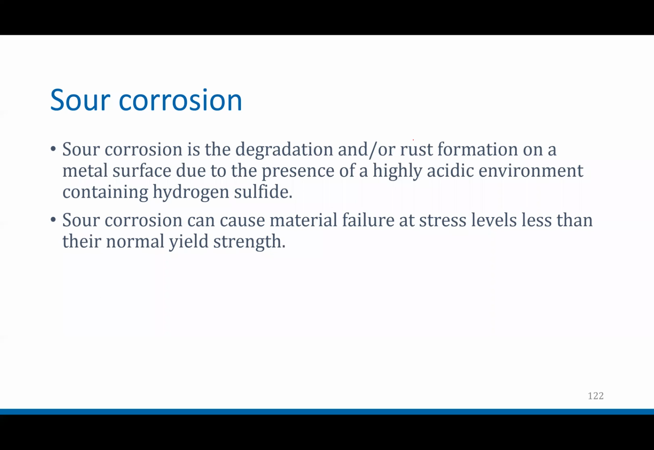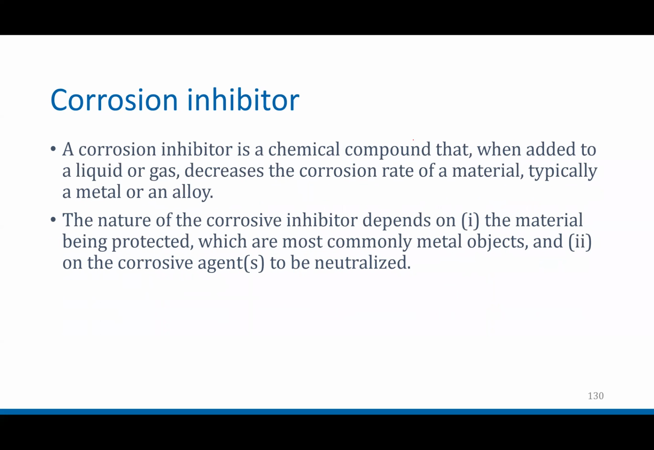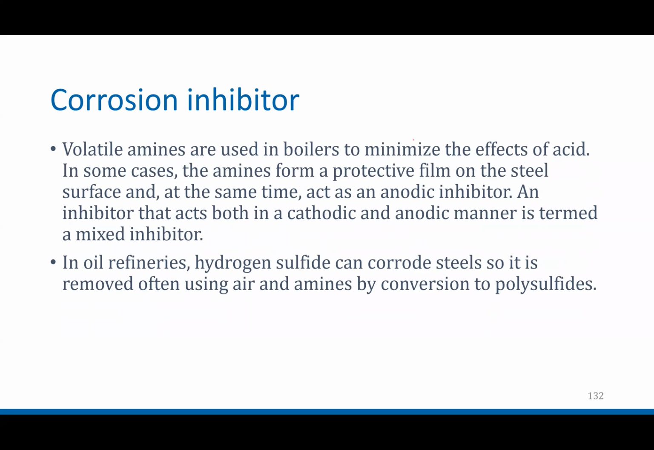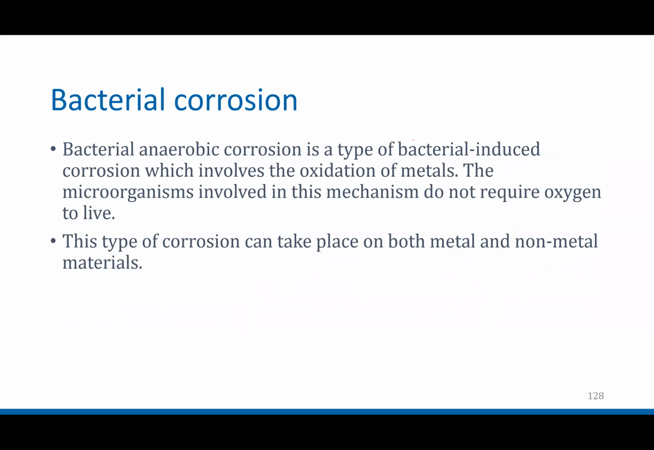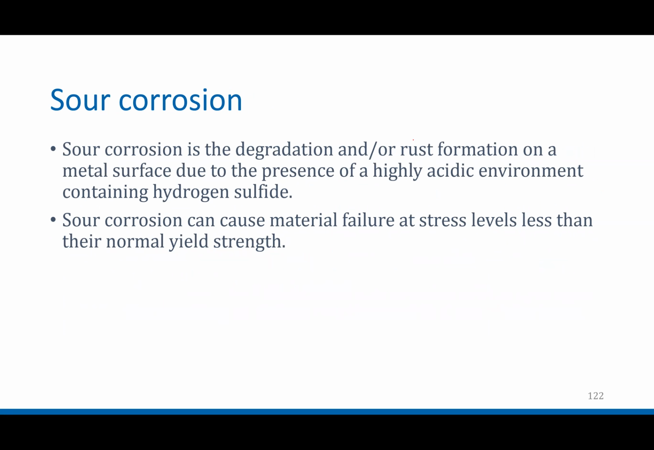What we're more concerned with is what corrosion means in the petroleum industry. So we're going to look at sour, sweet, and oxygen and bacterial corrosion. Then we'll look at corrosion inhibitors, and then we are finally done chapter 5. So there are 4 types of corrosion that we're going to look at today.